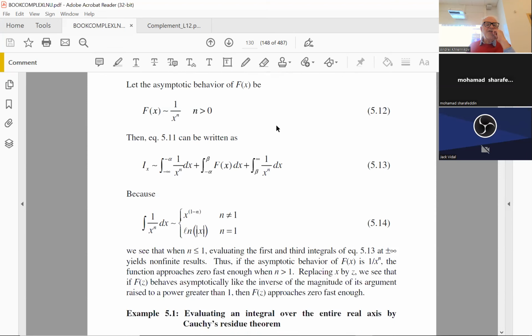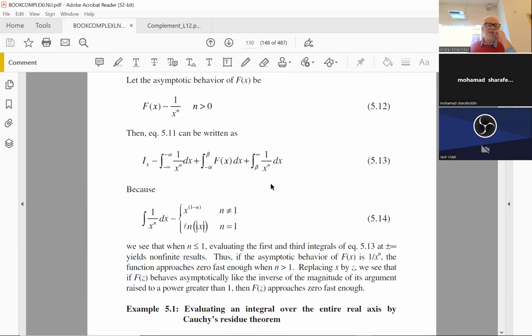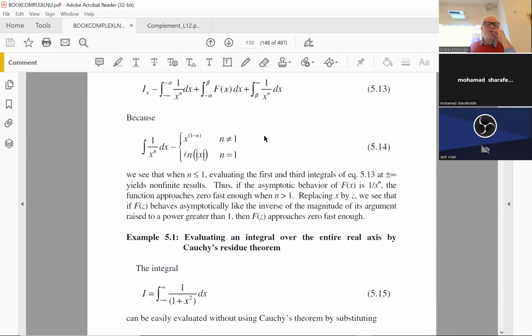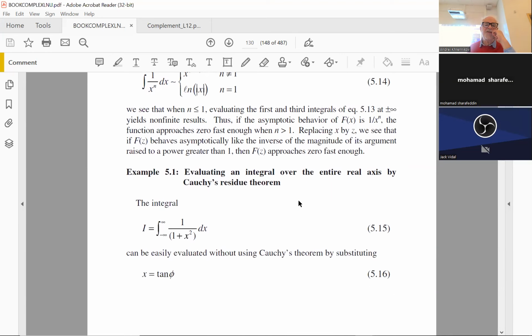Now we have this asymptotic behavior. So for large x, our function behaves in this way. For example, our function decreases as x to the degree n. So now we have our integral represented as this and this. We see that in this case we get non-infinite results. So what is the conclusion? If the asymptotic behavior is 1 over x^n, the function approaches 0 fast enough for our machinery.